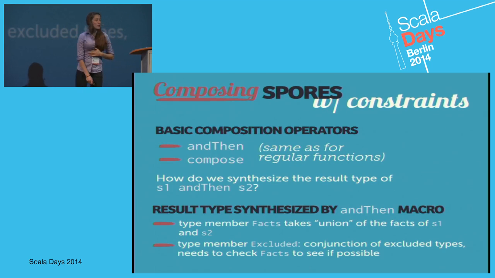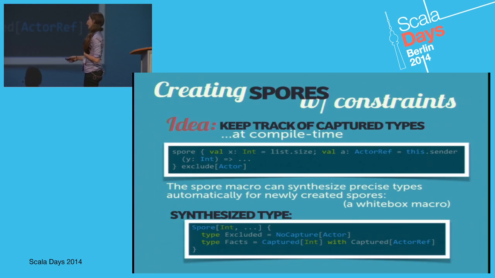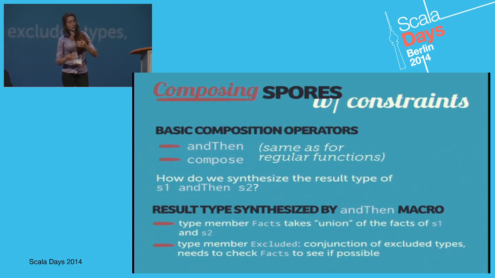And just like regular functions, you have two operations. It's pretty simple. And then in compose, right? So you can compose functions. And the result type, this thing here that I just showed you, is always composed in a logical way, where for the things that you capture, you always take the union, or for the things that you want excluded, you take the conjunction of excluded types.